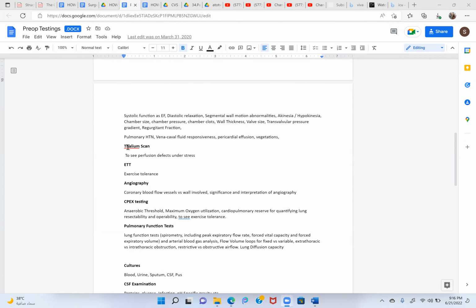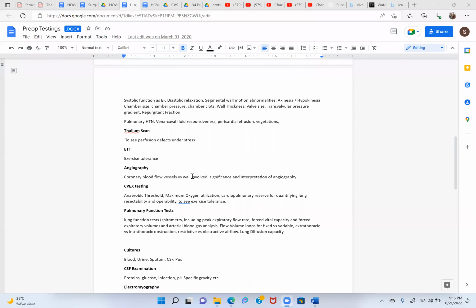Thallium scan, it is to see the perfusion defects. Okay, like it will be telling whether blood is going to the area or not. So if the dye is not going, there is some blockage. Okay, and then they do the cardiac CT to see it, or they do the angiography. Okay, and then they see which valve is involved, which vessel is involved. So they do it like that.